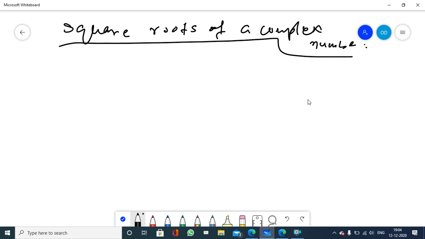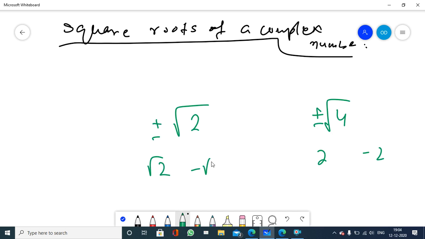If I give you a positive real number or 0, you can find its square roots, right? It will have two square roots. For example, 4 has two square roots. What are they? 2 and minus 2. And 2 has two square roots. What are they? Root 2 and minus root 2.